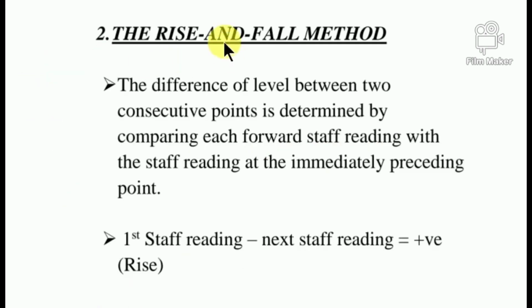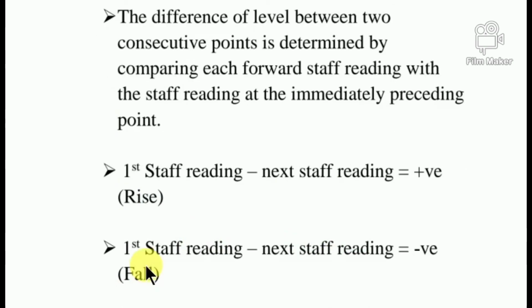The next method is the rise and fall method. In this method, the difference of level between two consecutive points is determined by comparing each forward staff reading with the staff reading at the immediately preceding point. That is first staff reading minus next staff reading. If the answer is positive, it indicates rise. And if first staff reading minus the next staff reading gives a negative value, then we get a fall. That means from the backsight we subtract the intermediate sight. From the intermediate sight we subtract the next intermediate sight or the foresight, and then we see whether our answer is positive or negative. If it is positive, it indicates rise. If it is negative, it indicates fall.